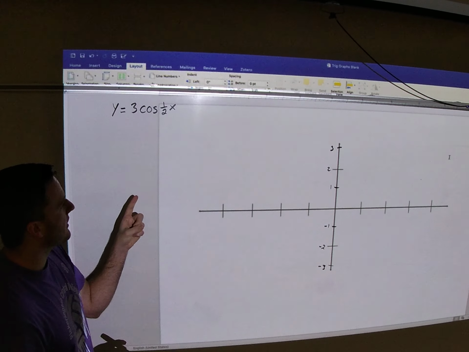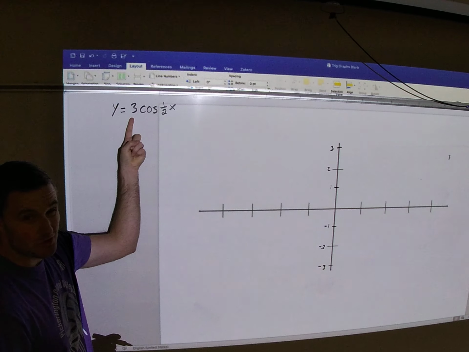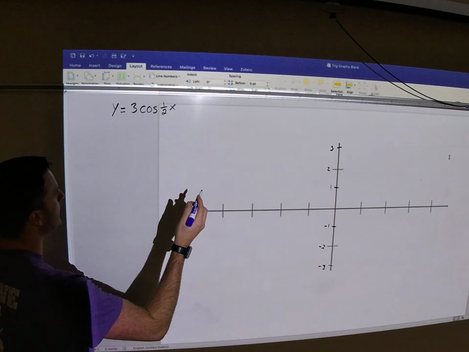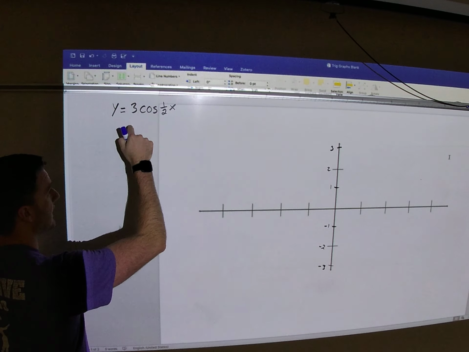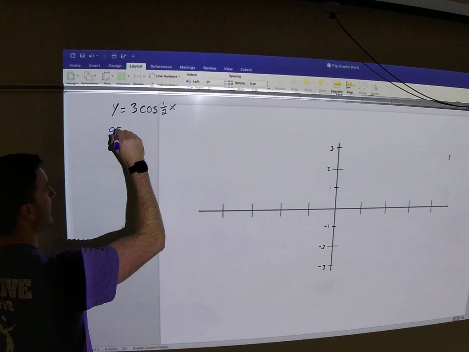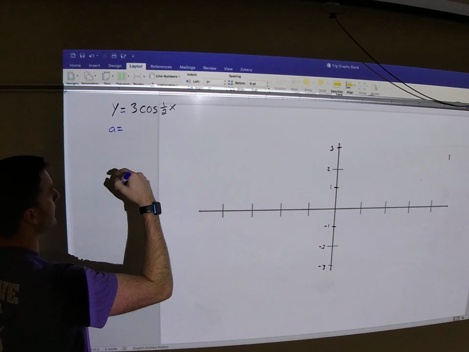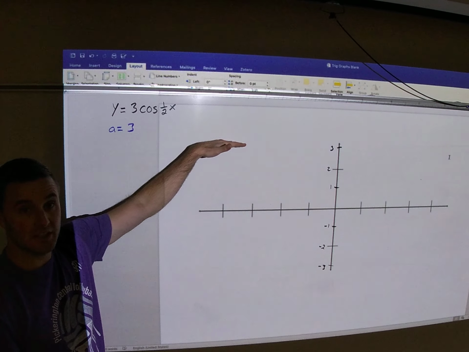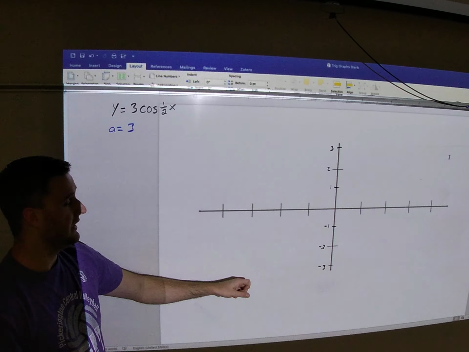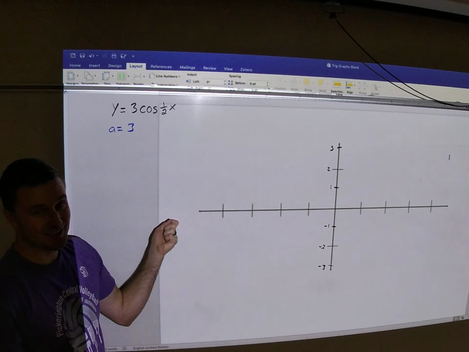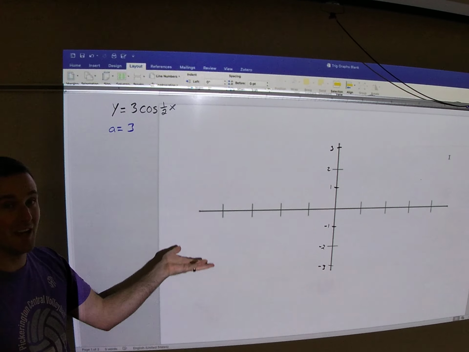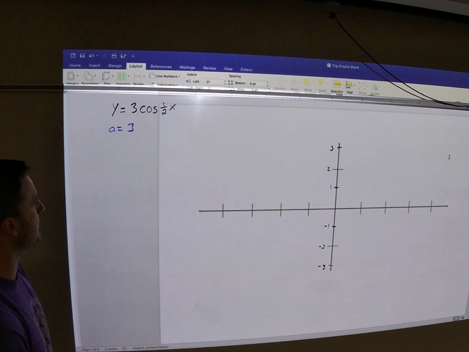All right, today we're going to talk about what happens if we have an amplitude and a period change. So let's take a look at that. Given the cosine function, I have this amplitude, so let's let A represent amplitude. I have an amplitude of 3, meaning that my maximum is going to hit 3 and my minimum is going to hit -3. And my midline is still going to be the x-axis for now. We're going to have other videos where we are going to be shifting this up and down, and we'll have to pay attention to our midline.